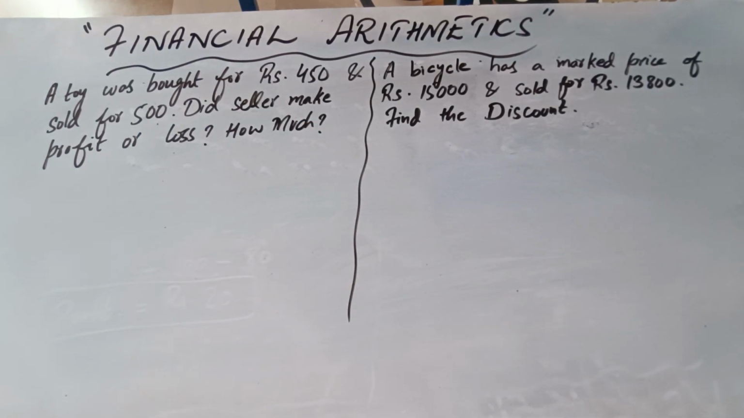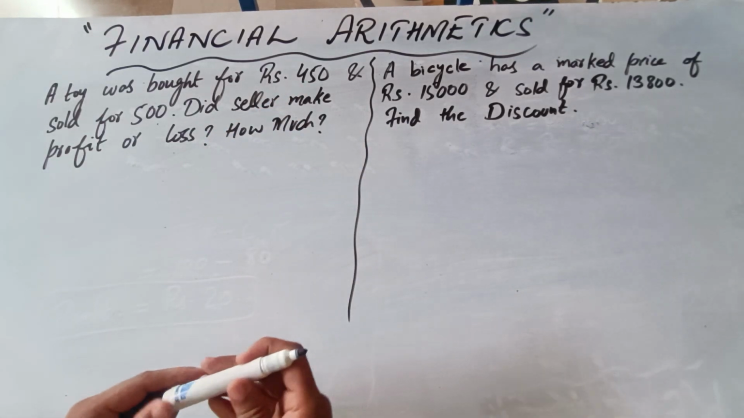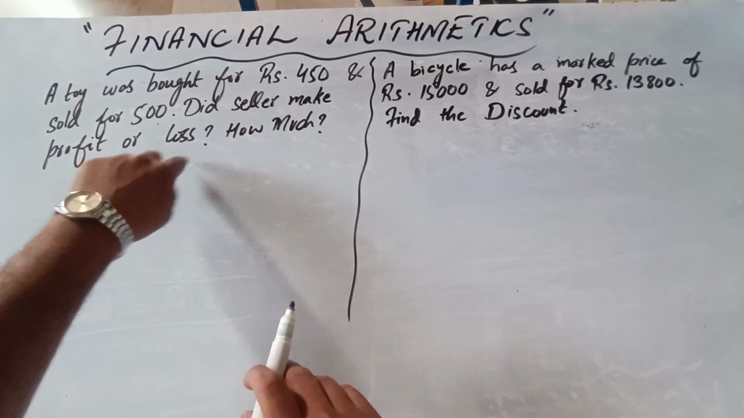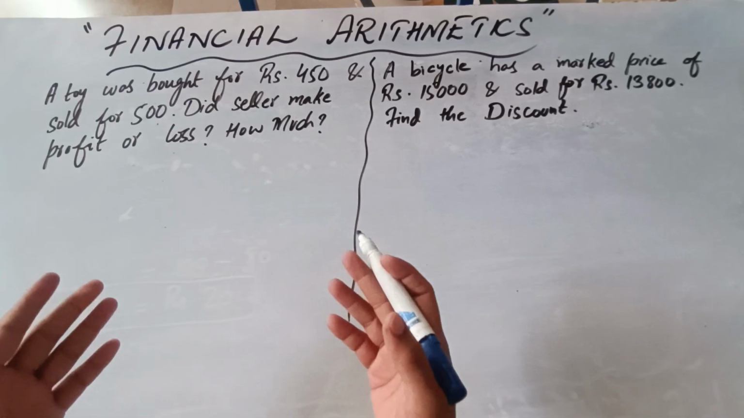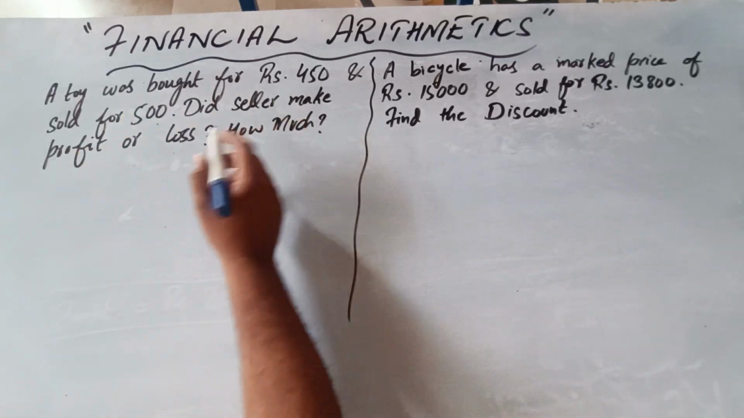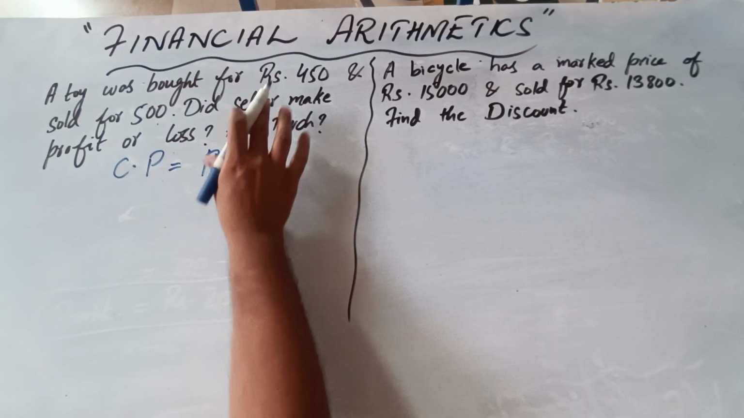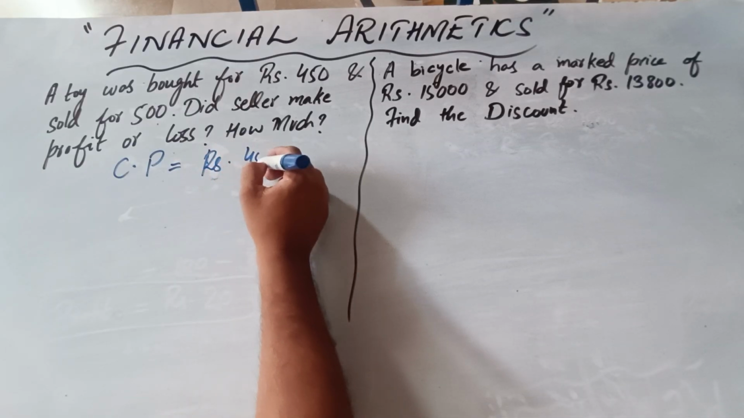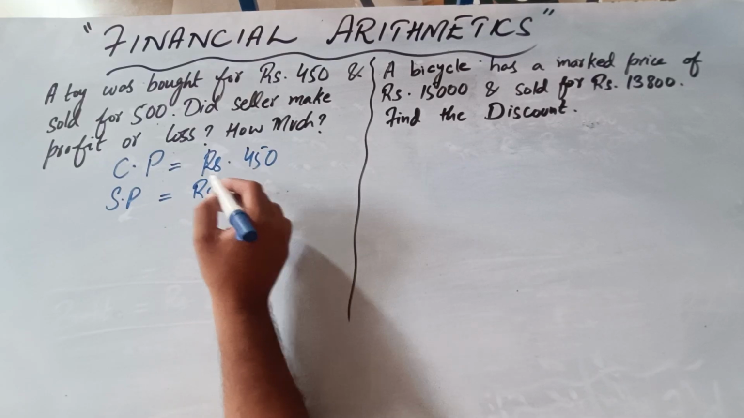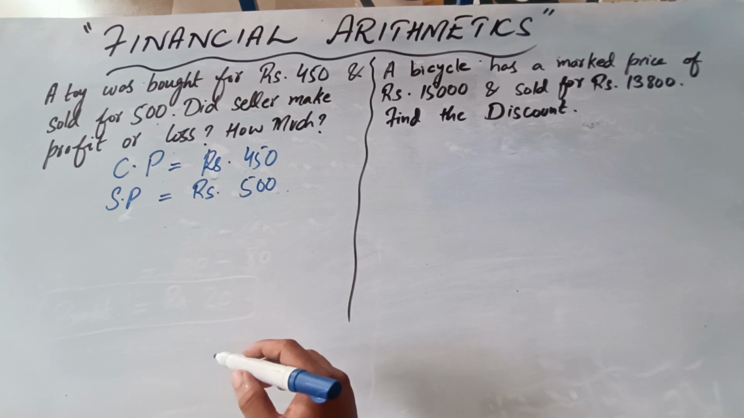Now let's see the third question. A toy was bought for rupees 450 and sold for rupees 500. Did the seller make profit or loss, and how much? Now they are not saying whether the seller is making profit or loss. We have to analyze by ourselves. A toy was bought for rupees 450, means this is cost price. Cost price is rupees 450 and sold for, sold means selling price. We must write down the data first. Selling price is rupees 500. Did the seller make profit or loss?